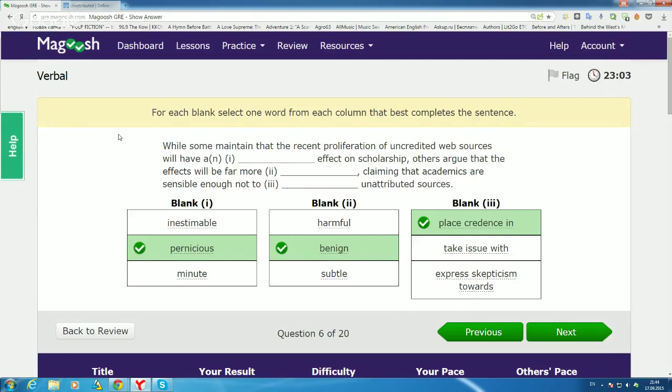Next one, express skepticism towards. I don't know what it means. To express, what does it mean to express? To express my emotions means to tell about my emotions. Exactly, good job. Skepticism. I don't know what it means.